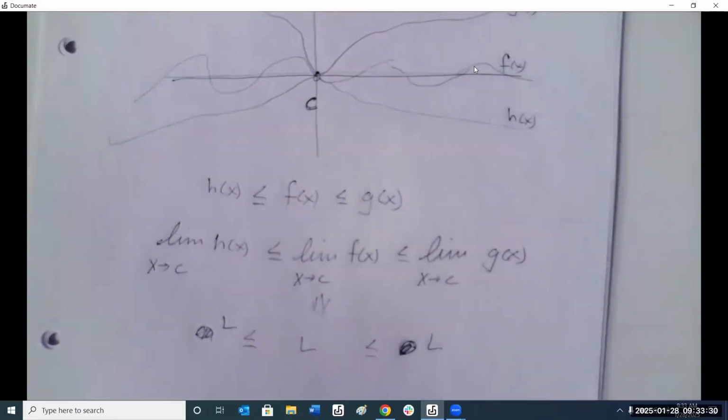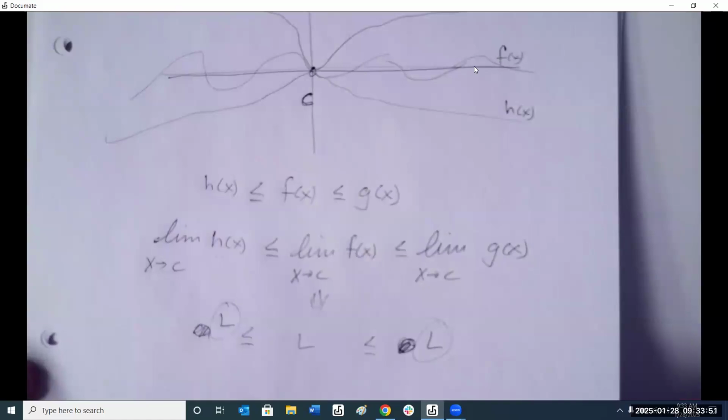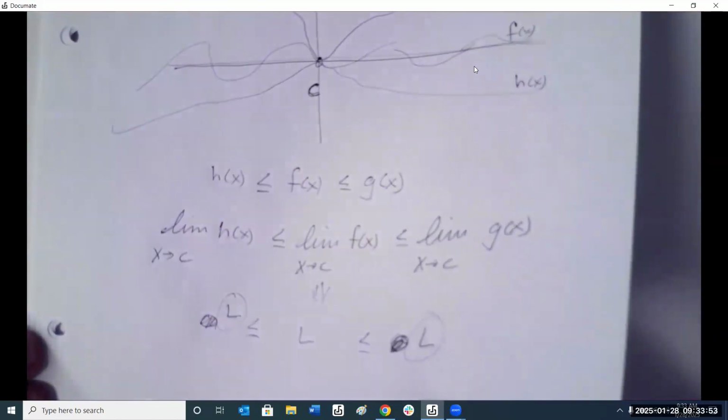So no matter what f of x you're given, you have to find two functions, one above it, one below it, whose limits exist and are equal. You have to make sure that both h of x and g of x have the same limit values. That's a good example.